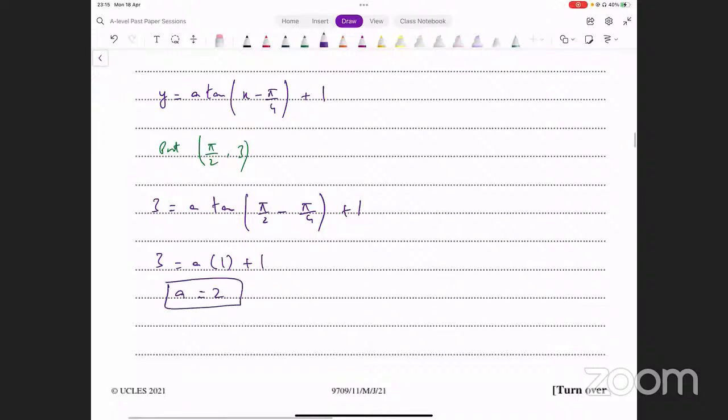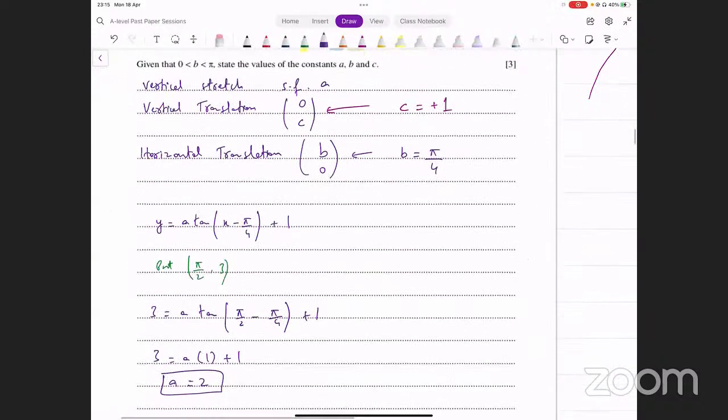ये आपके पास a की वैल्यू आ गई। तो बेसिकली कोई भी पॉइंट आप ग्राफ से डाल दें, उससे आपके पास a की वैल्यू आ जाएगी। So you've got the values of a, b, and c, and this is what we were looking for. ठीक है? This is one way to find the value of a.